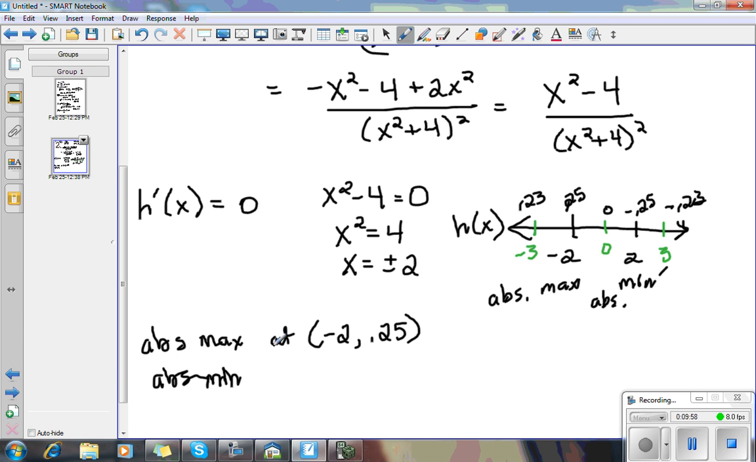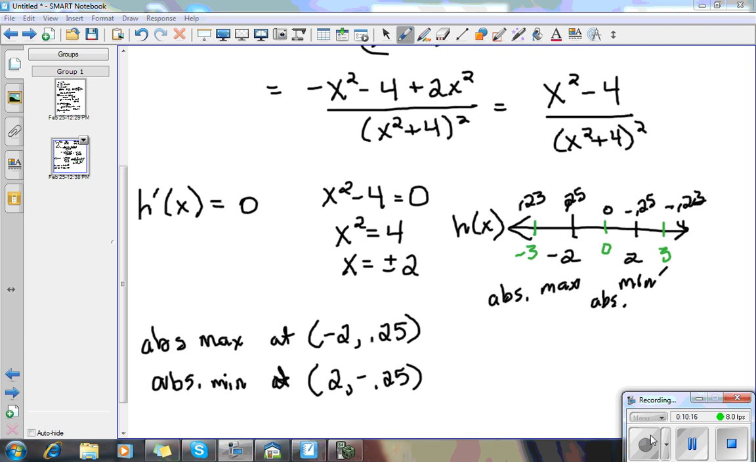I don't know why it is doing this. Okay. Well, sorry about that. Let me see what I can do here to salvage this. Okay, it's not going too well here, but an absolute min at the point 2, negative 0.25. So that tells us that portion of the problem.